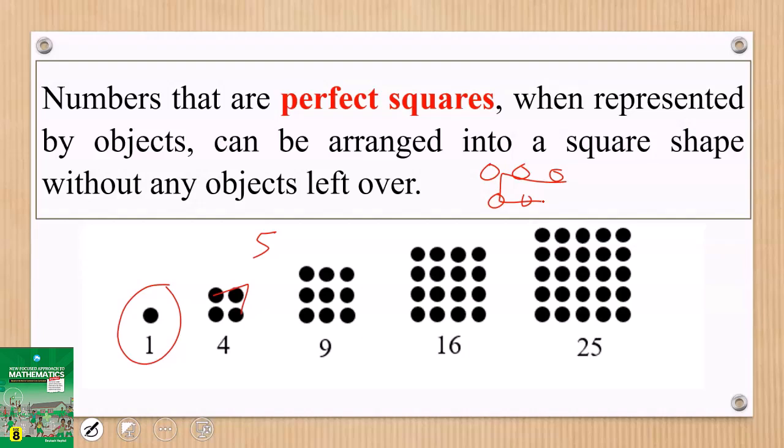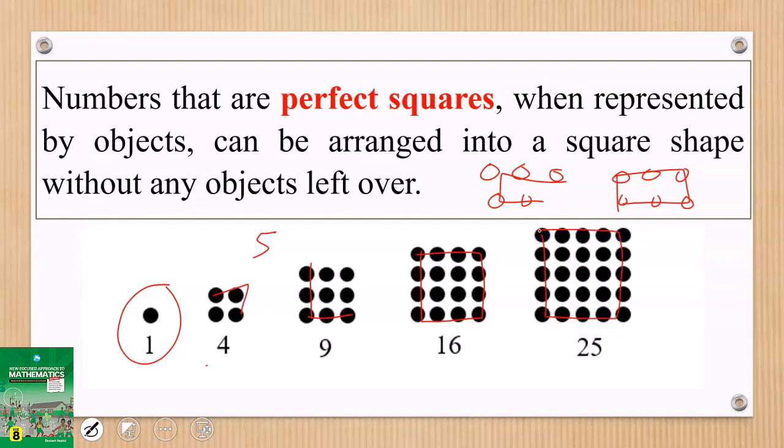If you try 6 the same way, 6 can go 1, 2, 3, 4, maybe 5, 6. It will be a rectangle but not a square. If you try 7, it won't work. 8 won't work. But 9 can give you 3 by 3. It will arrange itself as a perfect square. Then 16 can do the same thing. 15 cannot. 14 cannot. Then 25 can also do the same thing.